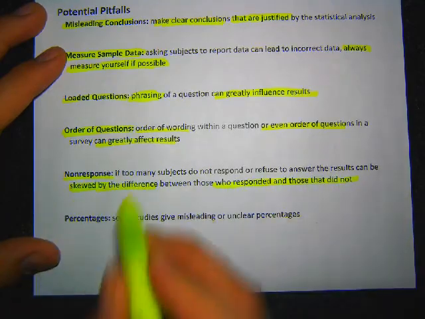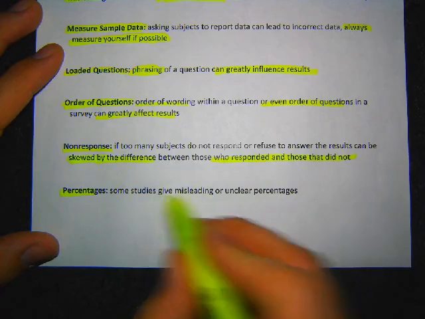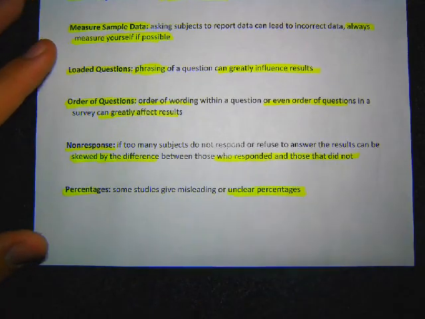Okay, last thing, percentages. A lot of times studies will give out their information and look at percentages of groups. Be careful about percentages, because percentages could be very misleading. So watch out for percentages. If you see a statistical study with a lot of percentages, a lot of times they can use that to be misleading.